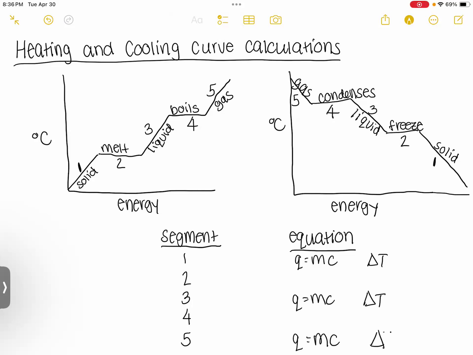In this equation, Q is going to represent heat or energy. So if the question says how much heat is needed or how much energy is needed, both of those questions are asking about Q. M is going to represent the mass. Delta T is our change in temperature. The way we're going to calculate the change in temperature is by doing the final temperature minus the initial temperature.